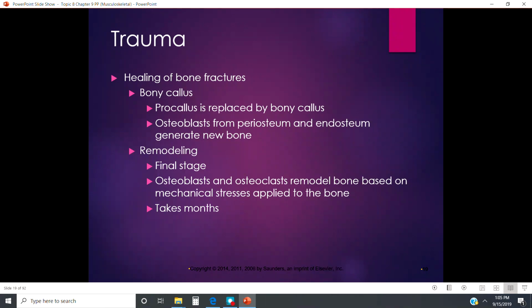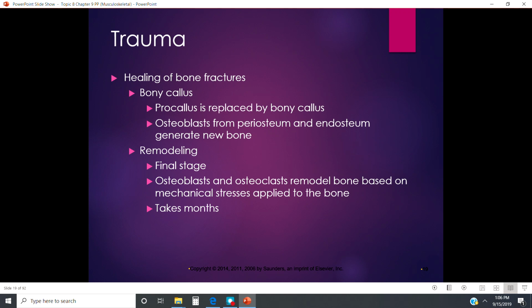Over time, that fibrocartilage, or that procallus, is going to be replaced by bone. That's going to be the fourth phase of healing that we call the bony callus. Right, the procallus is just going to be replaced by bone. Now, the cells that produce bone are known as osteoblasts. They're located in the periosteum and the endosteum, and they basically will replace the fibrocartilage by new, strong, hopefully, bone.